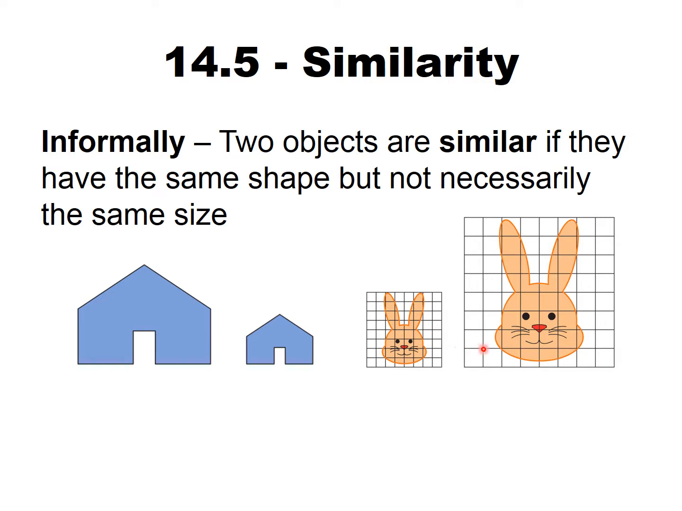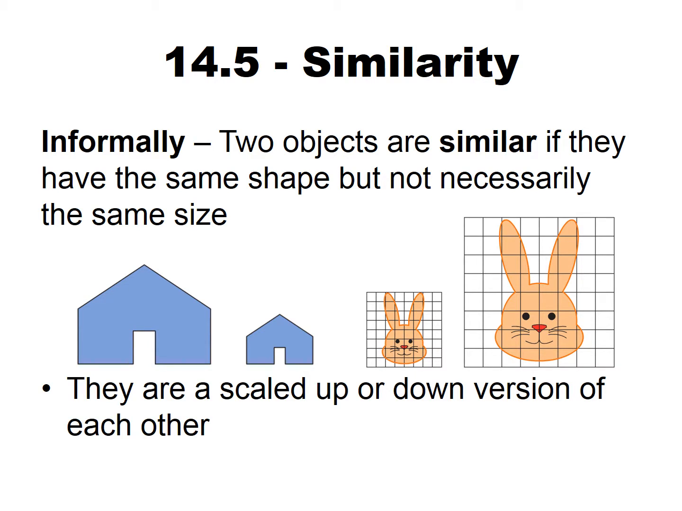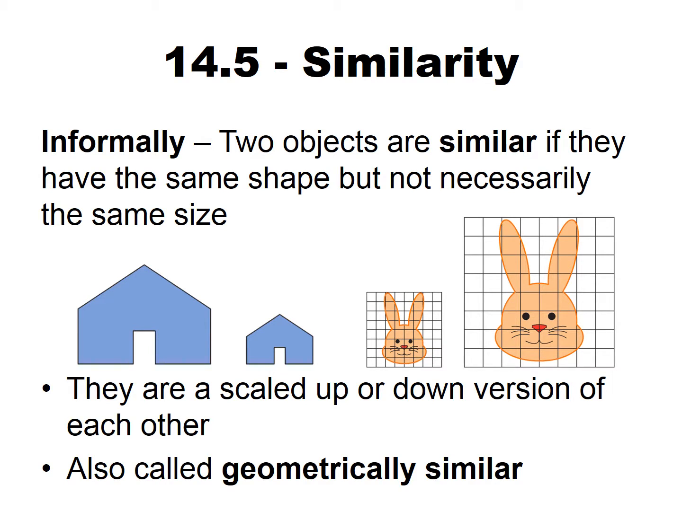Here's two pictures of a bunny. They both have the same general shape, but obviously this one's bigger, and so they are similar. Another way to think about similarity is that the two pictures are either scaled up or down versions of each other. So this house here is just a scaled up version of this house. This bunny is a scaled up version of this bunny, so they're similar. Another word for similarity is called geometrically similar.